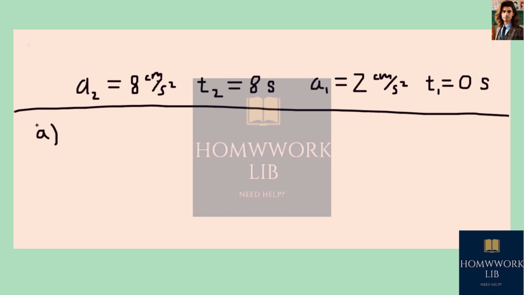Looking at this graph, I picked two different times, and you can find the slope of this graph by using rise over run, a common way of finding the slope of a straight line. The first time I picked is t2, which was 8 seconds, and the acceleration at that point, a2, is 8 centimeters per second squared. At time t1, we have an acceleration a1 of 2 centimeters per second squared.